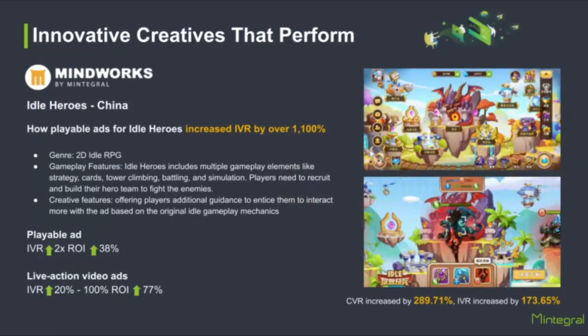Another great example of how playables made for the specific market in hand can drastically increase in performance. As you can see here, we can look at Idle Heroes for China. In this instance, both playable ads and live action video ads increased CVR and IVR.